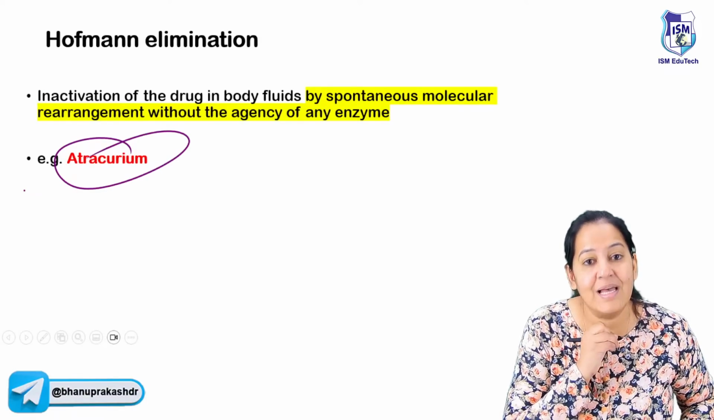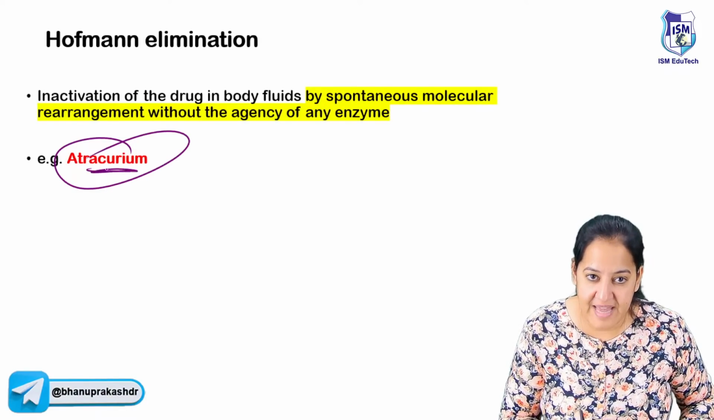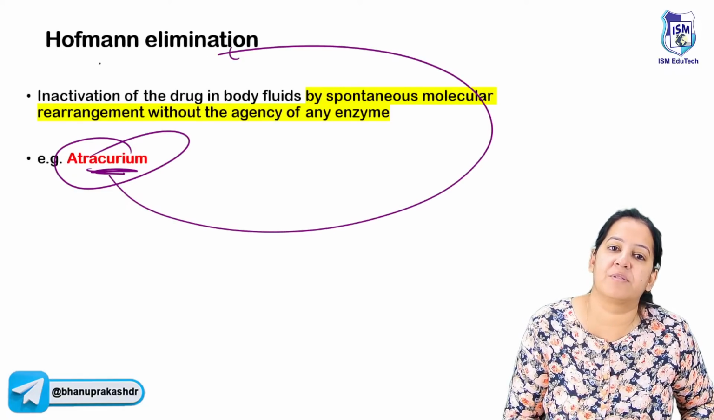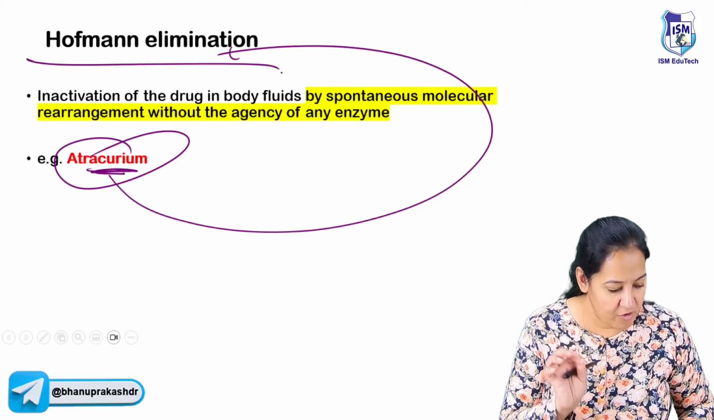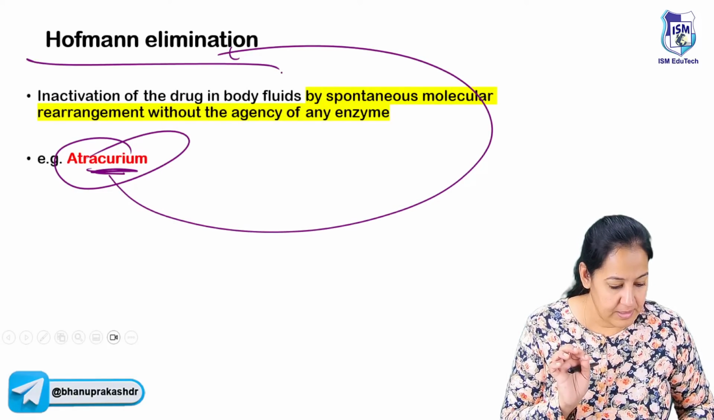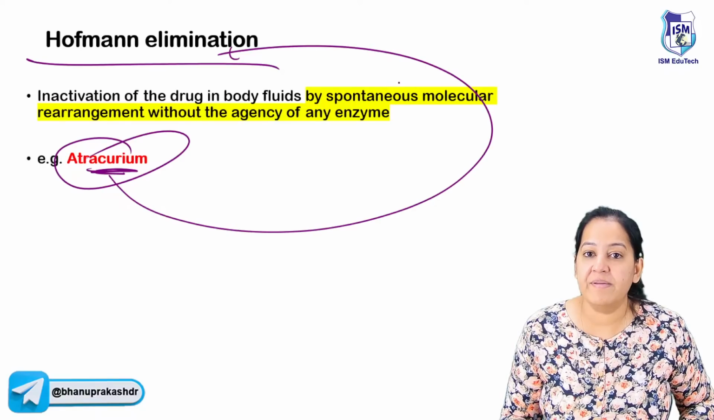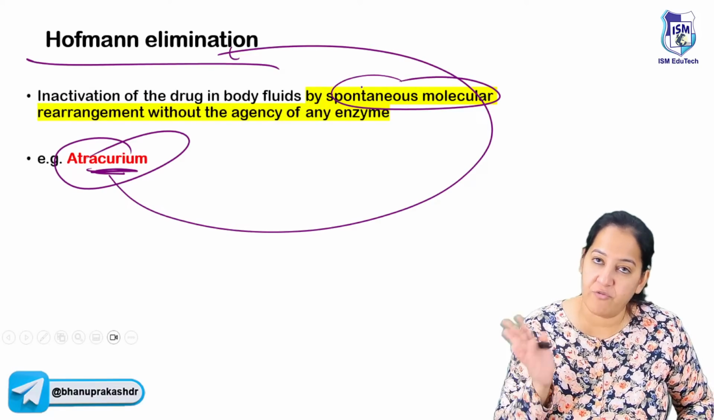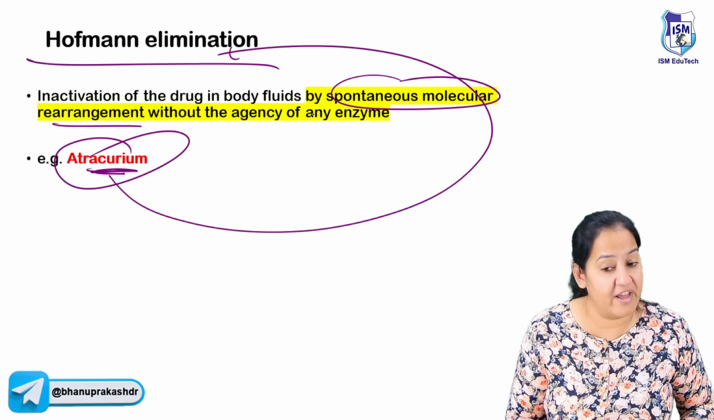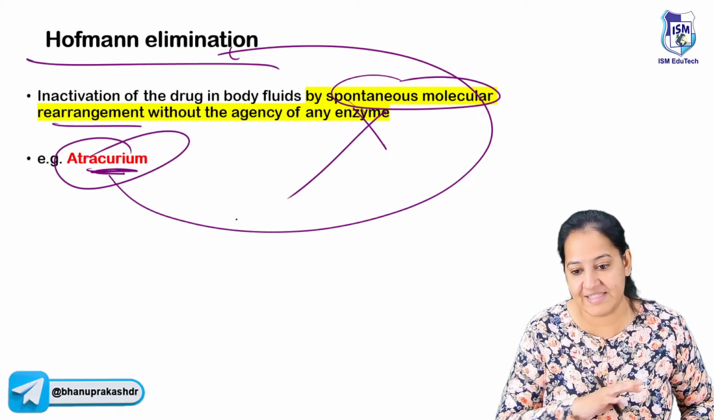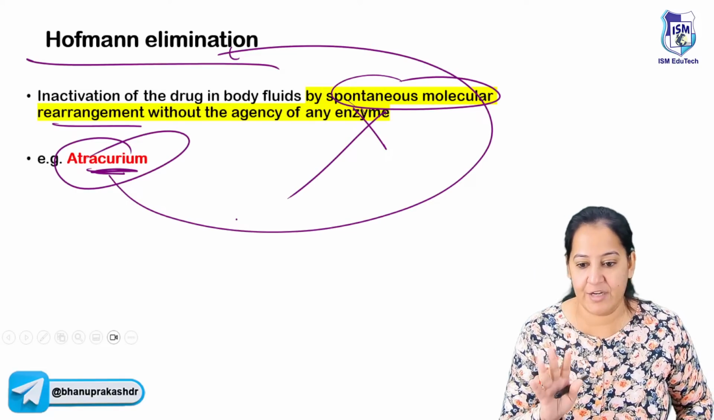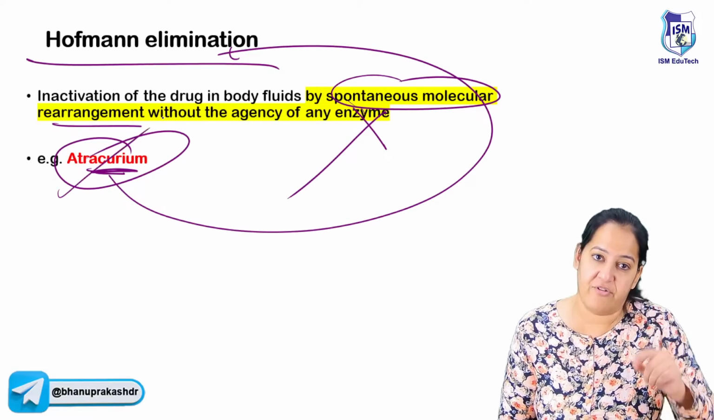It is known as atracurium. The name of the drug is atracurium, and the name of this process is Hoffman's elimination. So what is Hoffman's elimination? Hoffman's elimination is spontaneous conversion of non-polar to polar by doing molecular rearrangement without taking help of the liver enzyme. It is the definition. You frequently get questions on that because it is only one drug, atracurium.